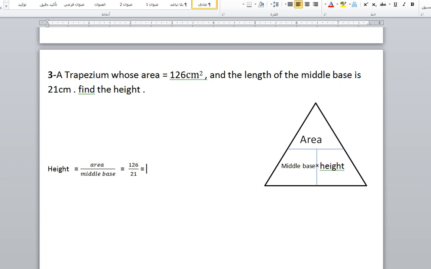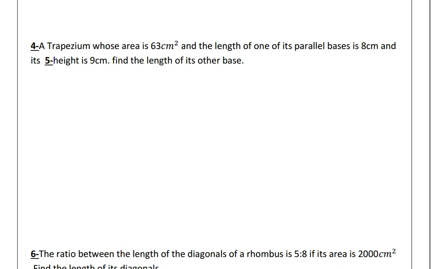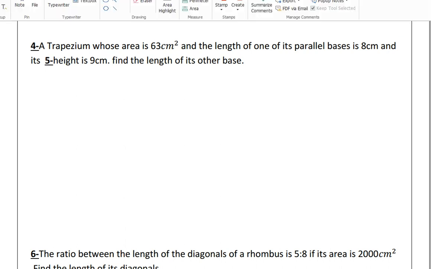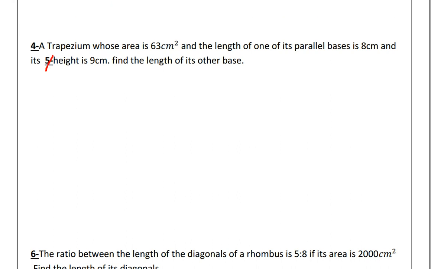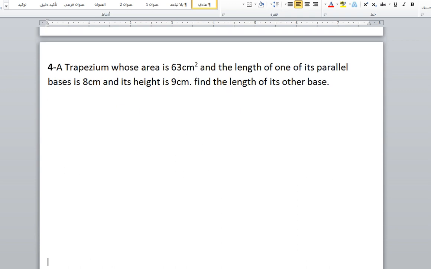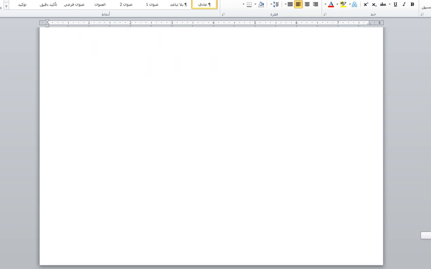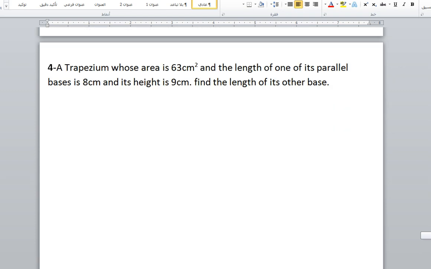Okay, so let's go to example number 4. A trapezium whose area is 63 centimeters square and the length of one of its two parallel bases is 8 centimeters and its height is 9 centimeters. Find the length of its other base. So what can we do here? We will use the magic triangle to solve it. When you use the magic triangle, we get the other base. So use the magic triangle and try to solve it, and tell me the answer. Okay, goodbye.